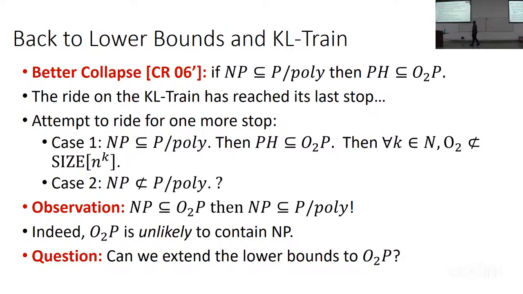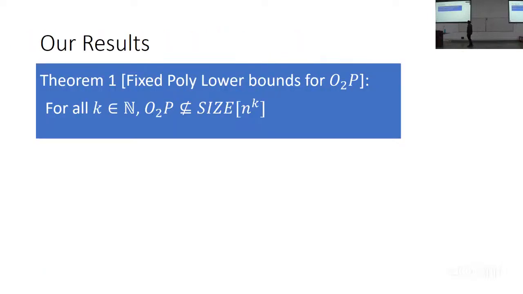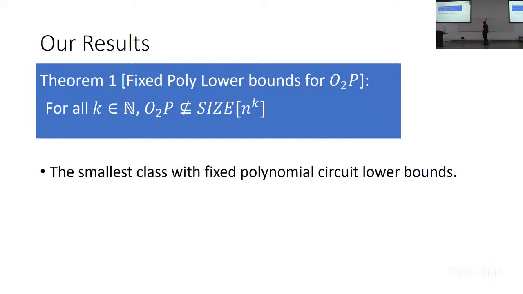Okay. Questions before I jump to results? Right. So our first result is just exactly this. We prove this fixed-polynomial lower bound for OTP, this class OTP. Why is this interesting? Well, first of all, it's the smallest class for which we can prove it. So now this is the frontier of these kinds of lower bounds.